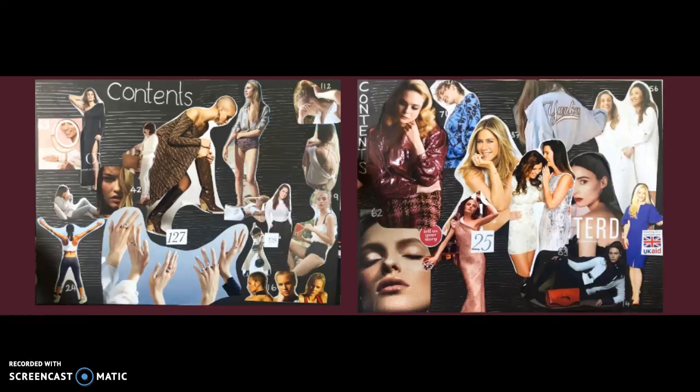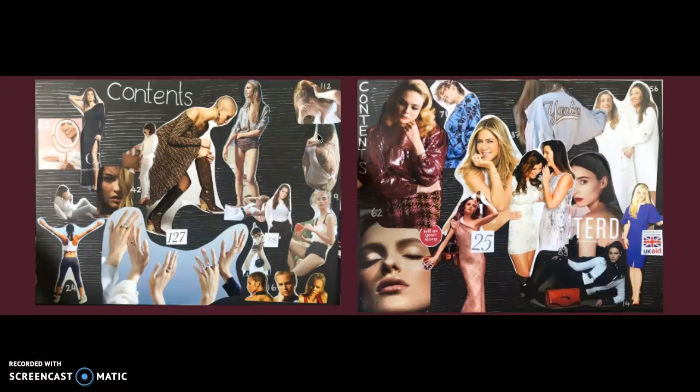Okay, so for my contents pages, I only wanted to have 2 examples. I like both of these quite equally, but I want to start by talking about this one on the left. As I'm talking about beneath in the text, you can see that I've tried to spread out the spaces for the articles across and in between all of the images.